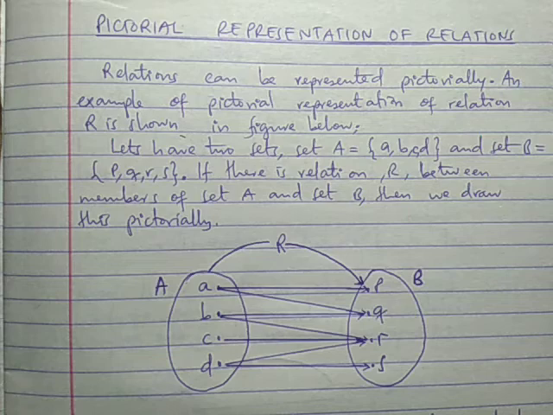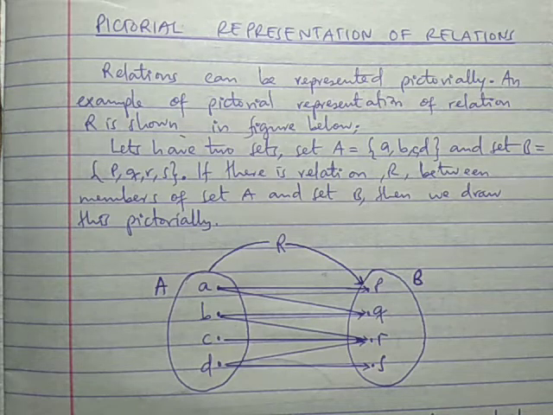In our first session of relation, we discussed the introduction to relation and the concept of ordered pairs. Then we saw one of the examples in the concept of ordered pair. So in this session, we are going to continue with the pictorial representation of relation. Relation can be represented in pictures or in diagrams.